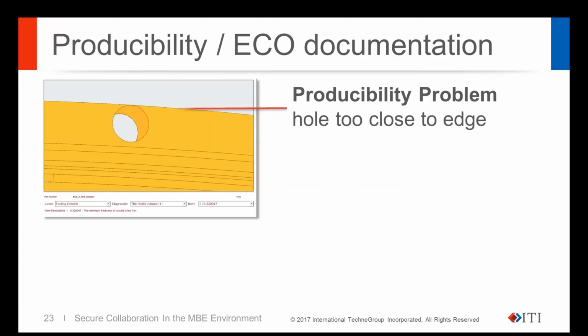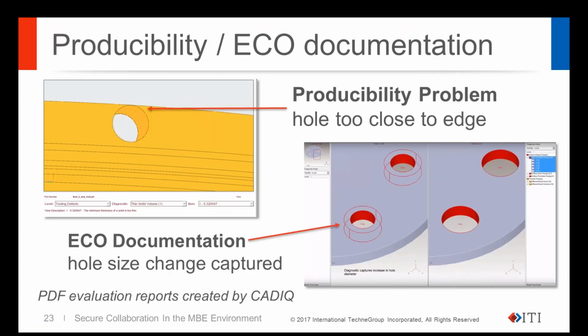Here's a case of a producibility problem. The hole here is too close to the edge to be manufactured without having some breakout. That's something that may or may not have been noticed by inspection, but using an automated, programmatic approach, we can identify that. And then in the area of ECO documentation, if you want to convey, in this case, how to change a hole size, this allows two models to be placed side by side so you can see what the changes are.